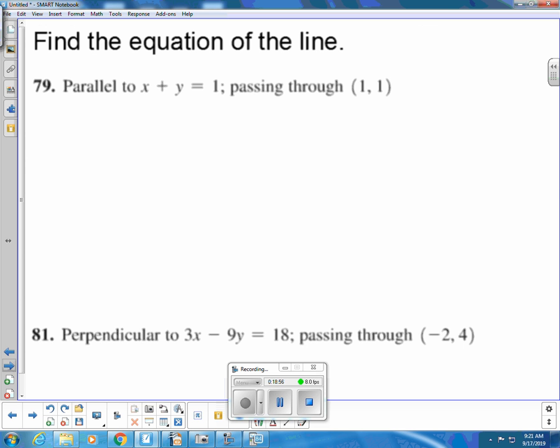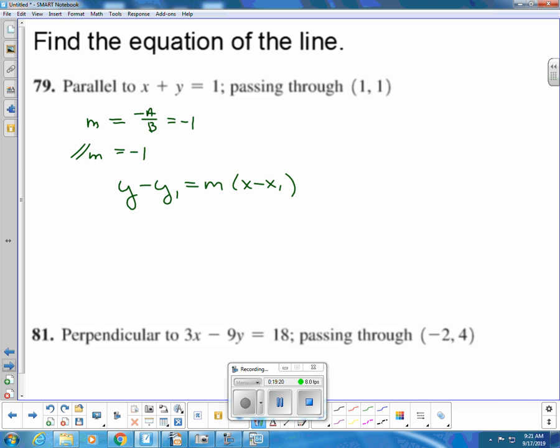You'll be okay. Find the equation of the line. So we want parallel to this line. The first thing you have to do is find the slope of this line. Remember, it's the opposite of A over B. So it's going to be -1. And the parallel slope is the same, so we're still going to use -1. And we're passing through that point. So y minus y1 equals slope times x minus x1. So we have y minus 1 equals -1 times x minus 1. And that would be your line.